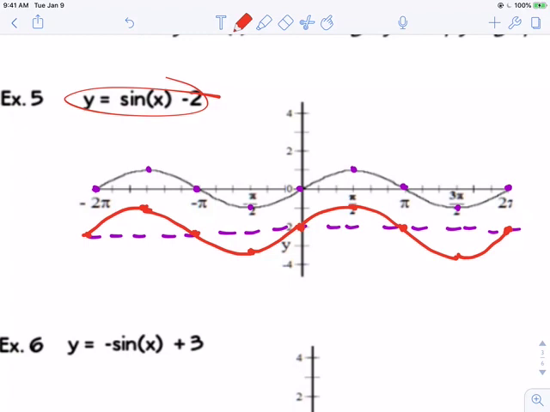Okay, does it look like a vertical shift happened? Yeah, looks like it was shifted down 2. Let's just verify that I gave you the right formula. If I wanted to find the amplitude here, give me the max y value. -1. Subtract.